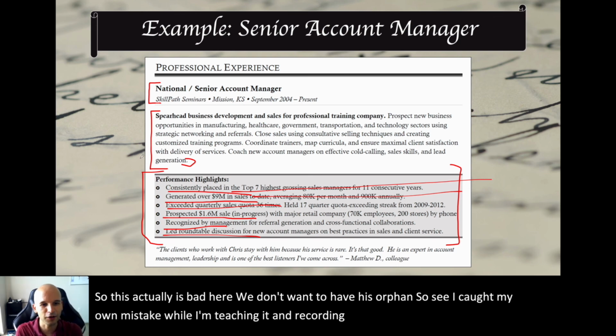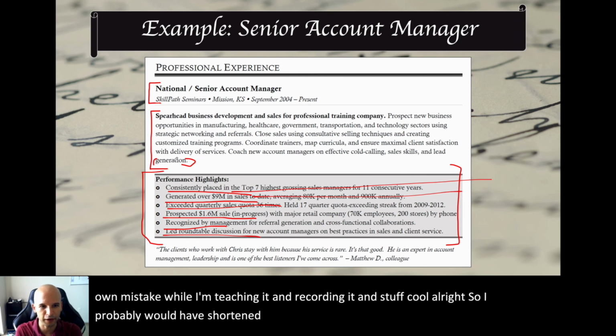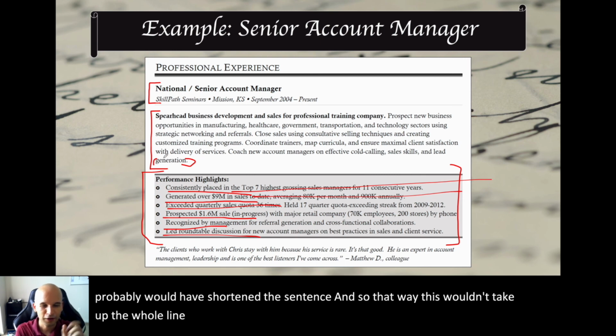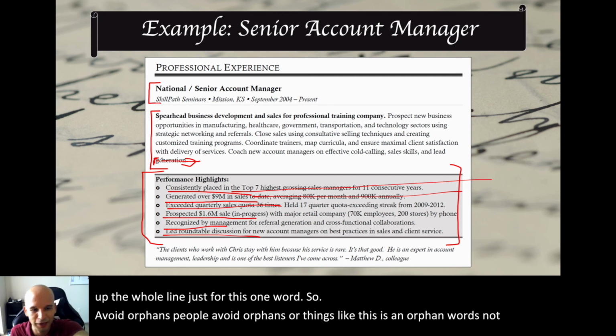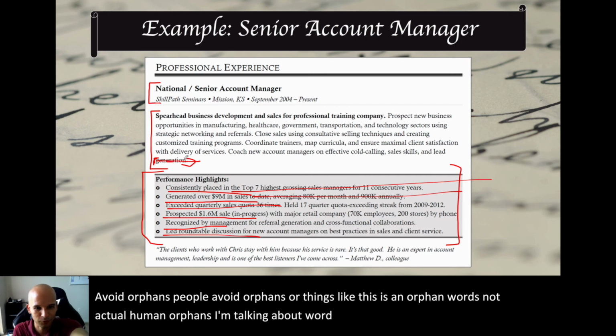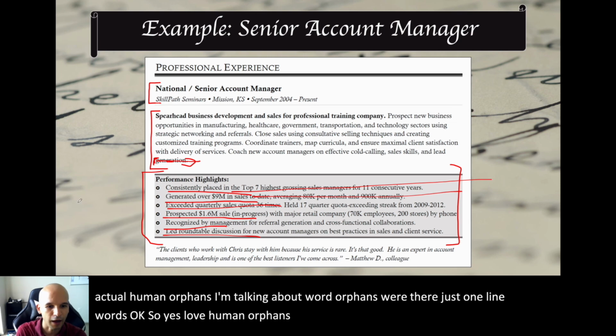Cool. All right. So I probably would have shortened this sentence, so that way this wouldn't take up a whole line just for this one word. So avoid orphans, people. Avoid orphans. I mean, this is an orphan word, not actual human orphans. I'm talking about word orphans where they're just one line words. Okay. So yes, love human orphans, of course. Okay. So that's what we're trying to fix there.